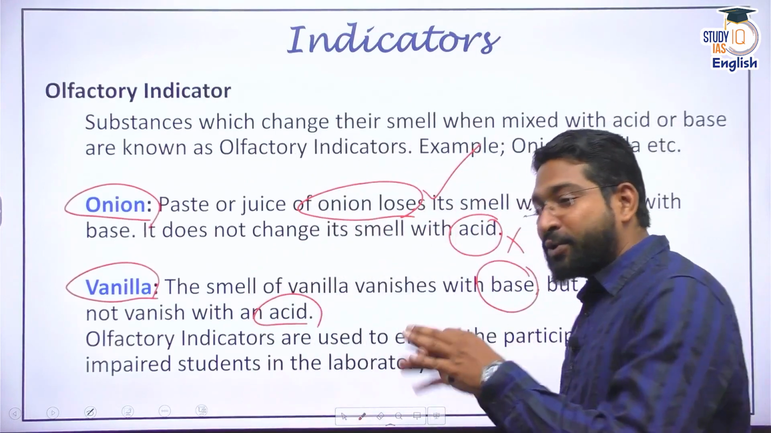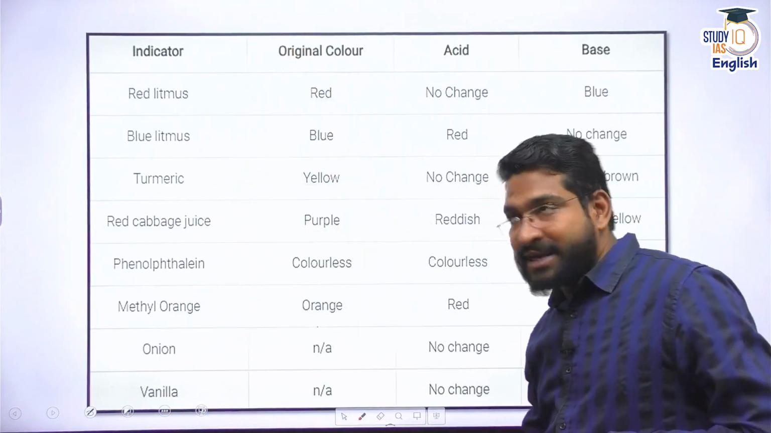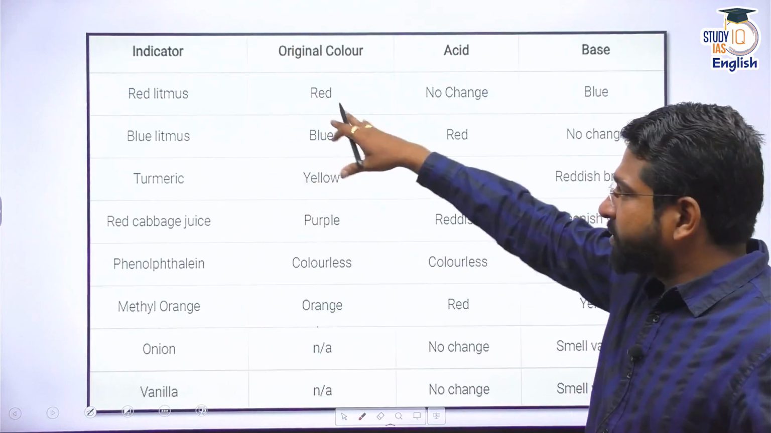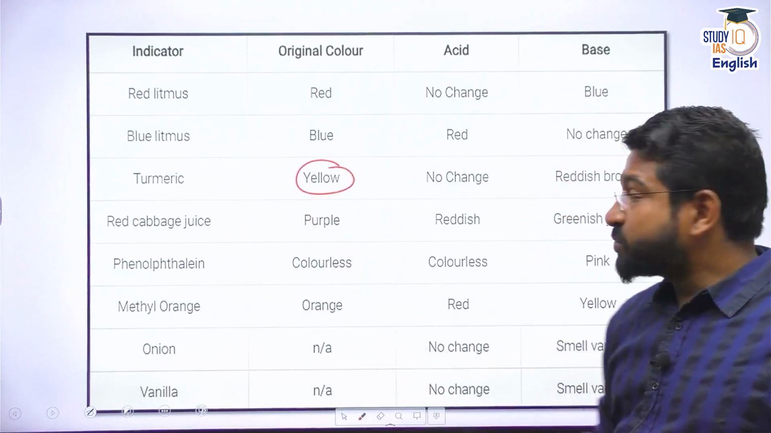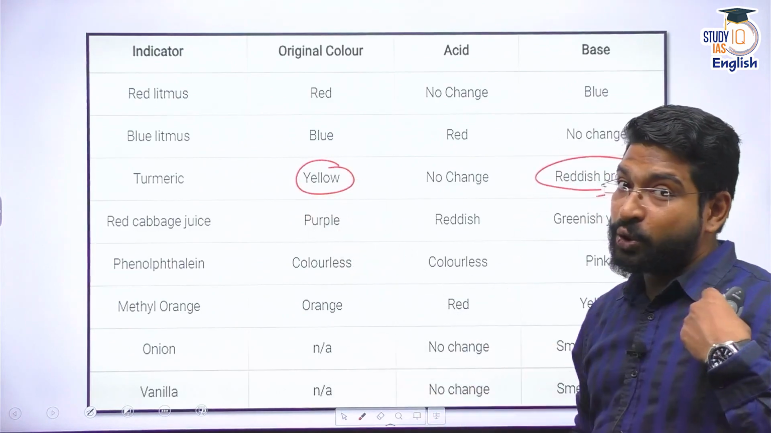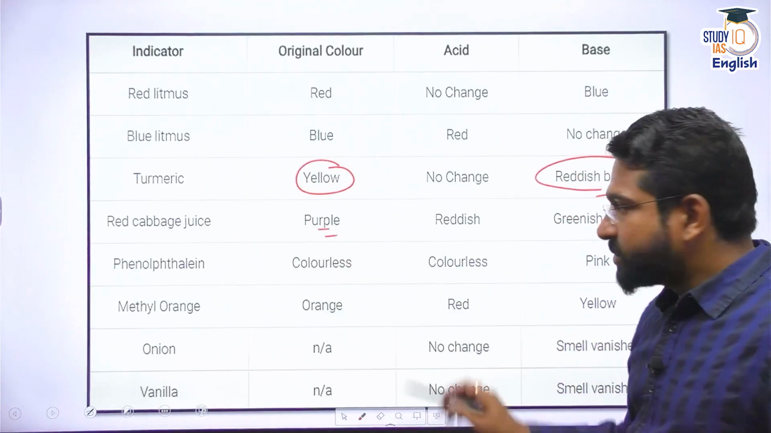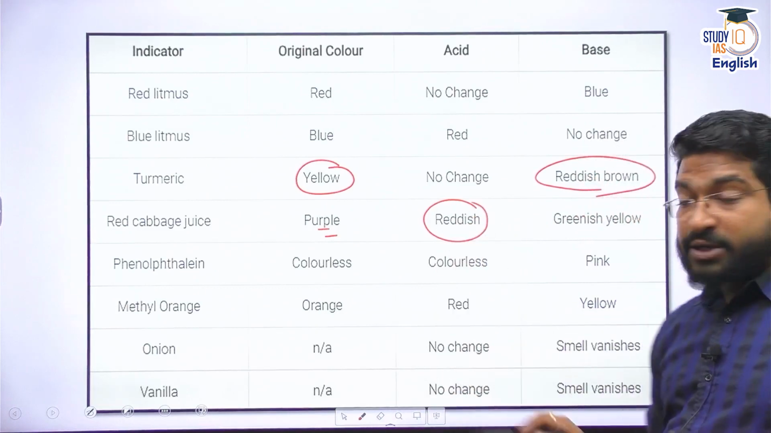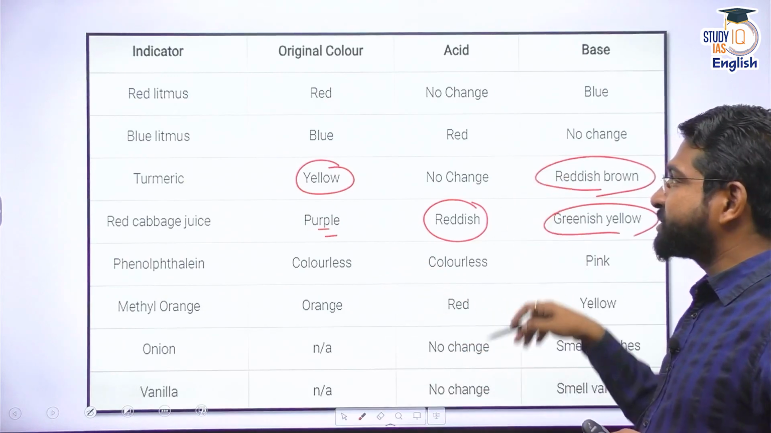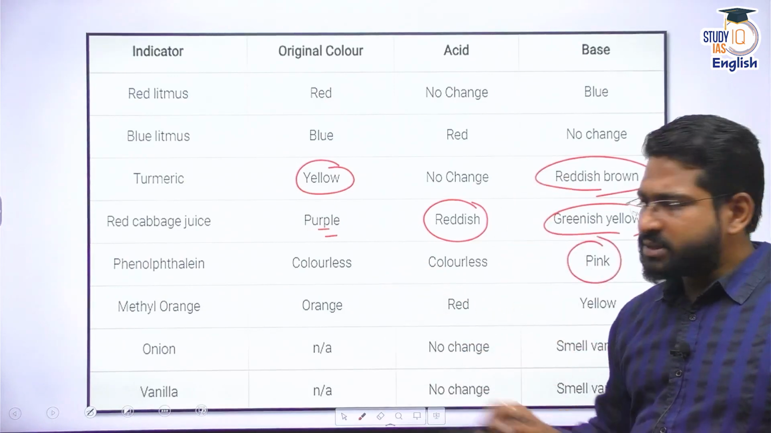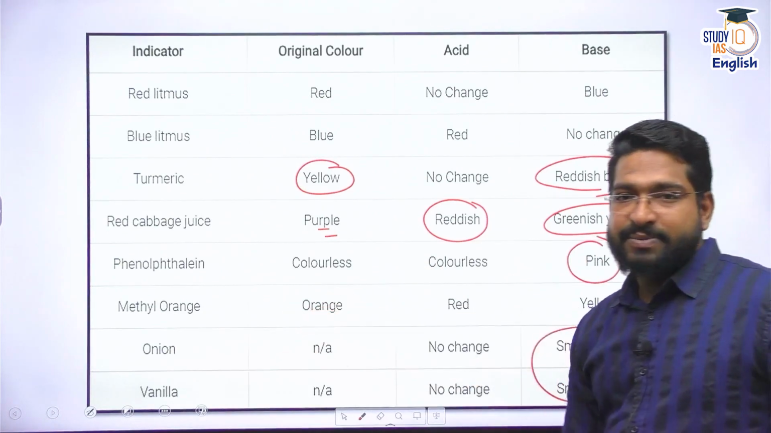All right. So we discussed acids, bases, and indicators as well. This is a gist of the indicators that we discussed. Red litmus paper and blue litmus paper turn opposite whenever added with acids and bases. Turmeric is generally yellow, but when we add base to it, it becomes a reddish color. That's why color changes. Red cabbage juice, generally it is purple, but when we add acid to it, it becomes reddish. When we add base to it, it turns greenish yellow. Phenolphthalein is colorless in acids, but it turns pink in bases. Methyl orange, onion, vanilla: when you add a base to it, its smell completely vanishes.